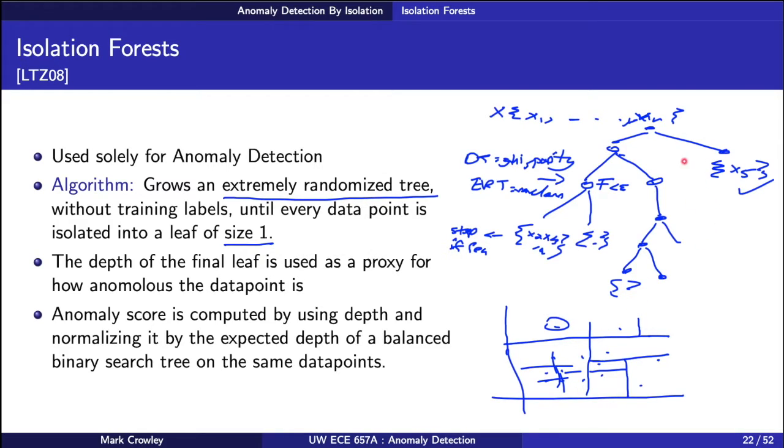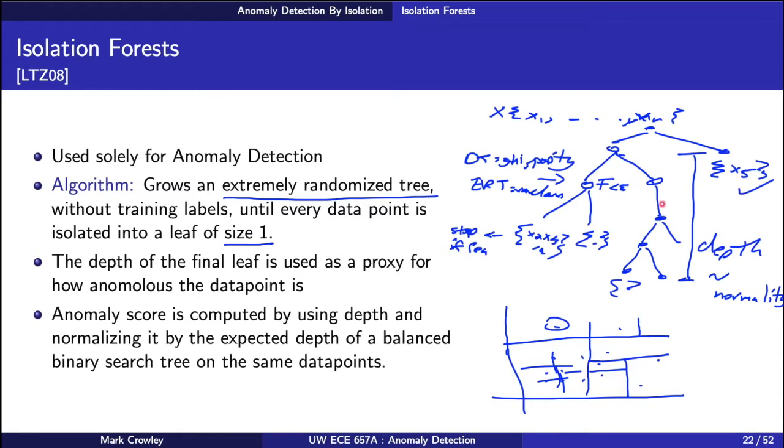So the simple idea of isolation approaches is that your depth is proportional to normality, let's say. The deeper you have to be in the tree to be fully isolated, the more normal the point is. And if you're very high up when you're split, then you must be an anomaly because it was really easy to separate you from all the other points. Now that won't be true in any particular tree.